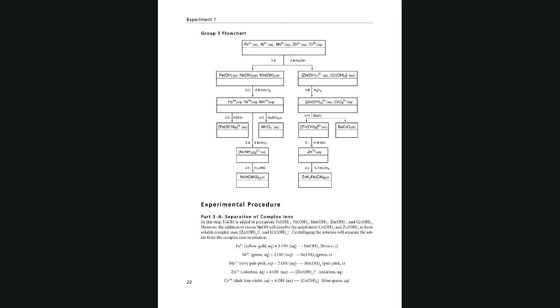Now it's time for procedure. When we talk about procedure, I'm not going to go over each of these reactions, but you are going to learn about those reactions by reading the lab manual. Basically, it says when you have iron and you add hydroxide, it gives you precipitate, the iron hydroxide precipitate, or nickel and manganese the same way, but zinc and chromium are different.